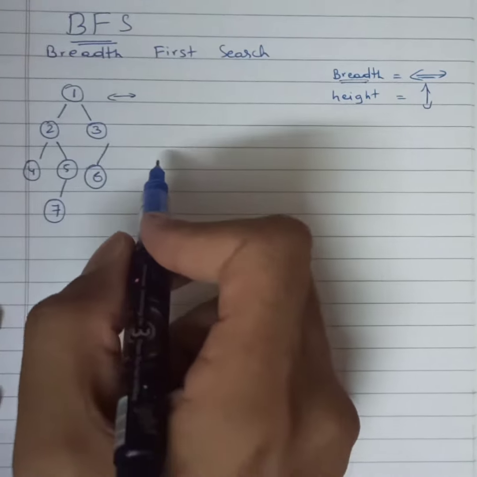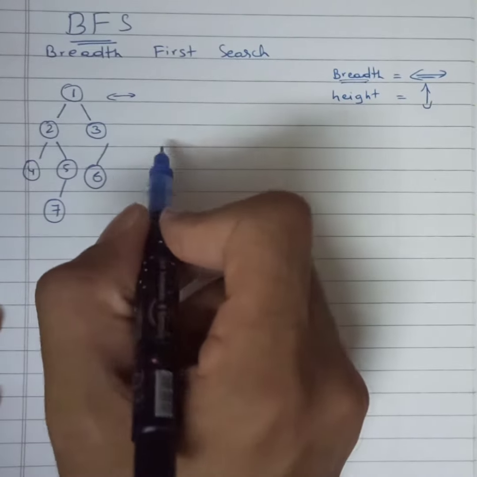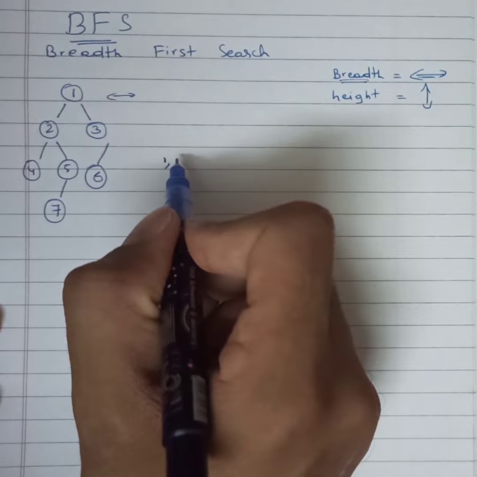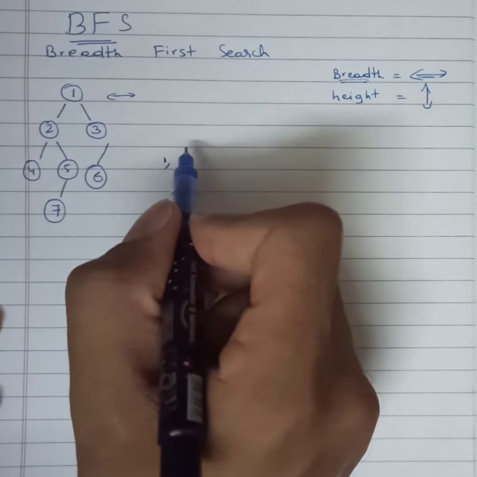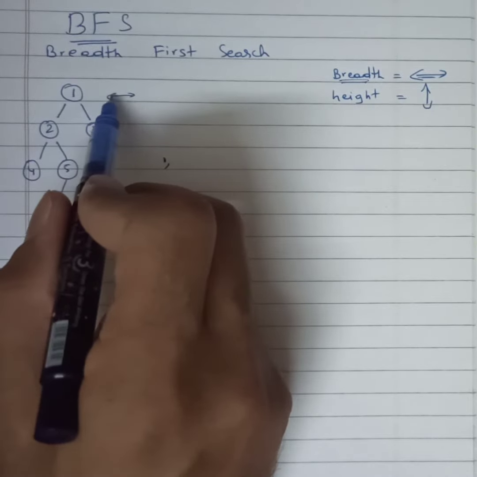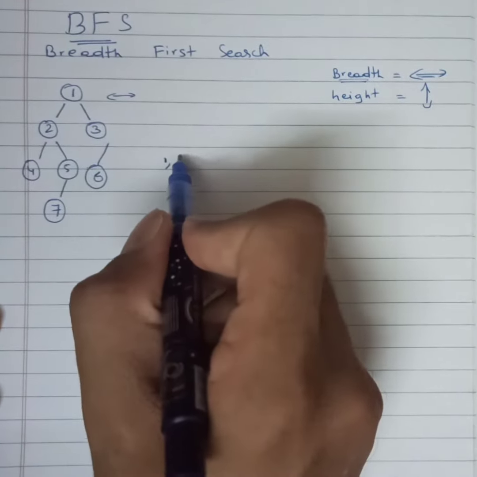So let's traverse this. Now we have one. We start from one. Then what we do is there is no more breadth there. It is the only node at that height, that level. So then we go to 2.